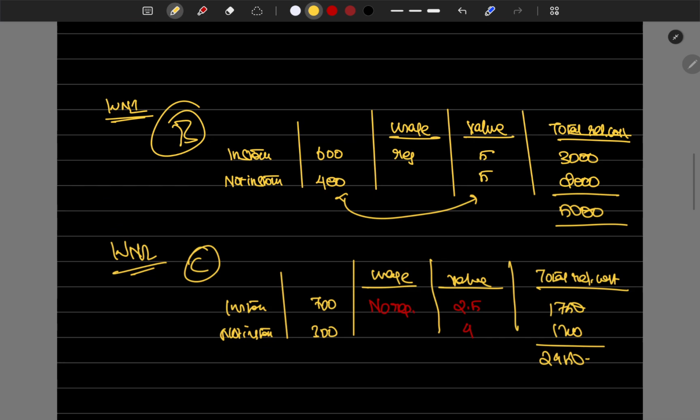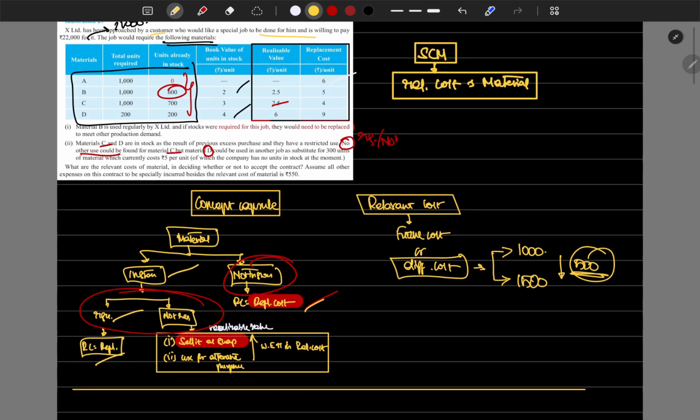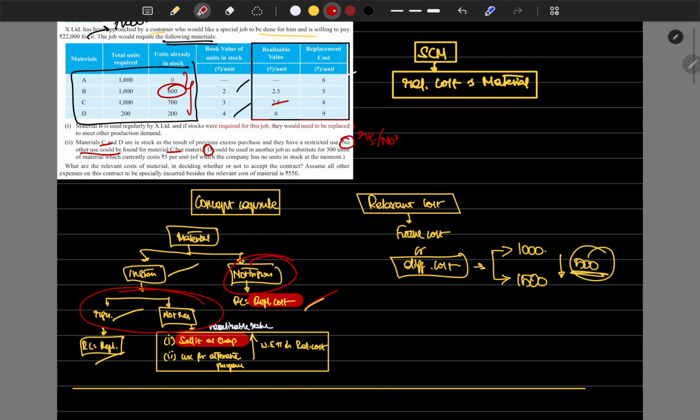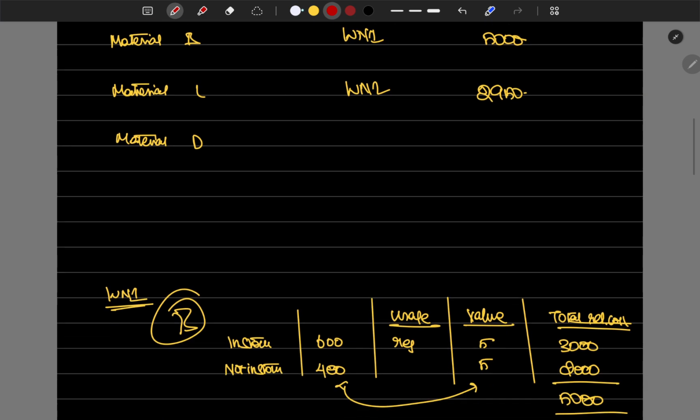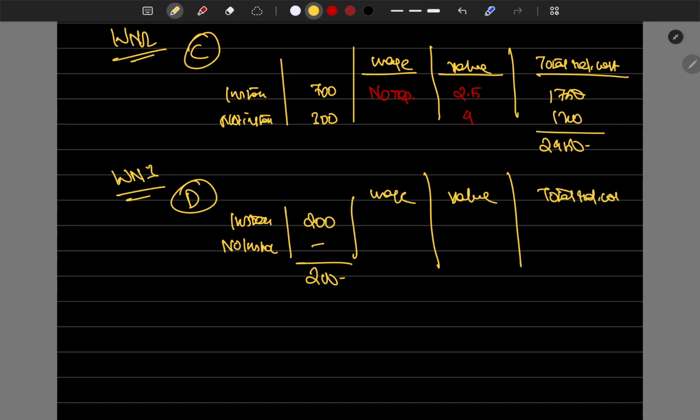2950. What about material D? In stock how much? Not in stock how much? The units required for material D is 200, and they also have 200 in stock. Okay, so not in stock required is nil. Total stock is 200. Usage we need to find. Value we need to find out. Total relevant cost.